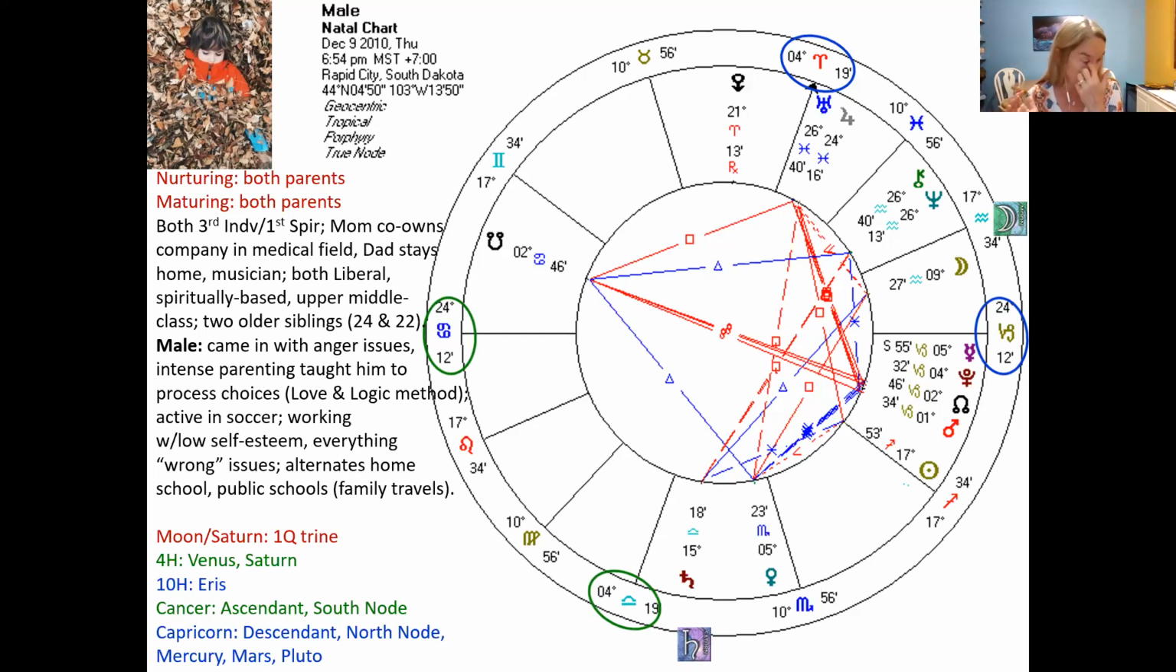Mom is the co-owner of a pretty major company in the medical field with traveling nurses. Dad became the stay-at-home dad, and he's also a musician. They're both liberal. They are spiritually based. They are upper middle class. And this little soul was a surprise. He has 2 older siblings, a 24-year-old sister and a 22-year-old brother. They're already out of the house.